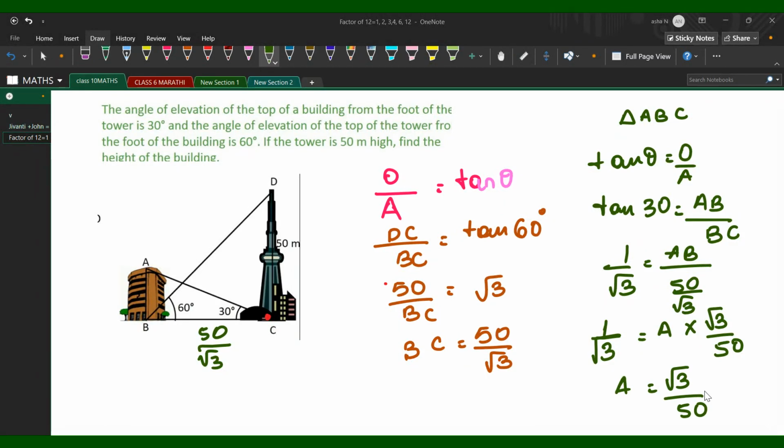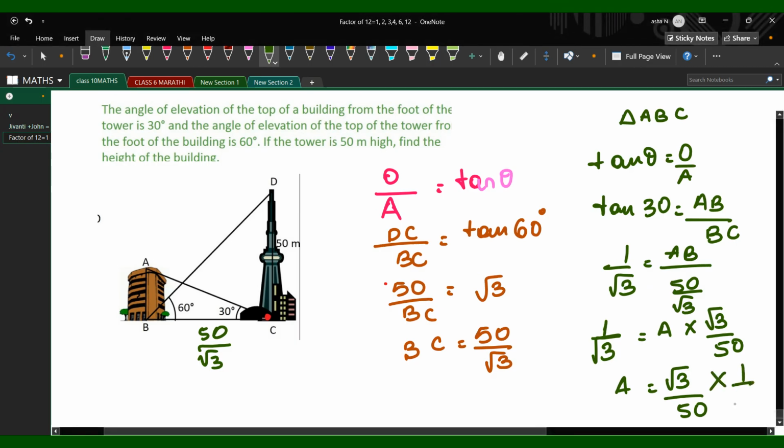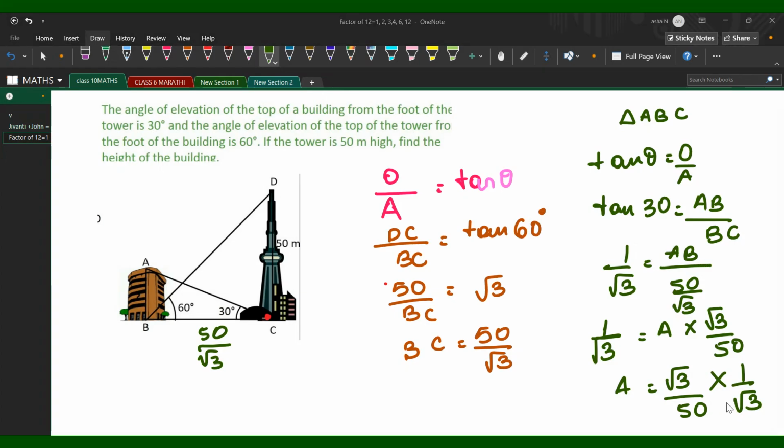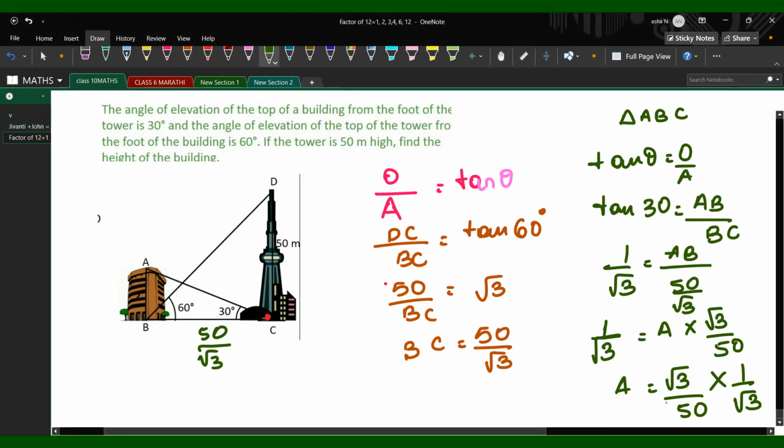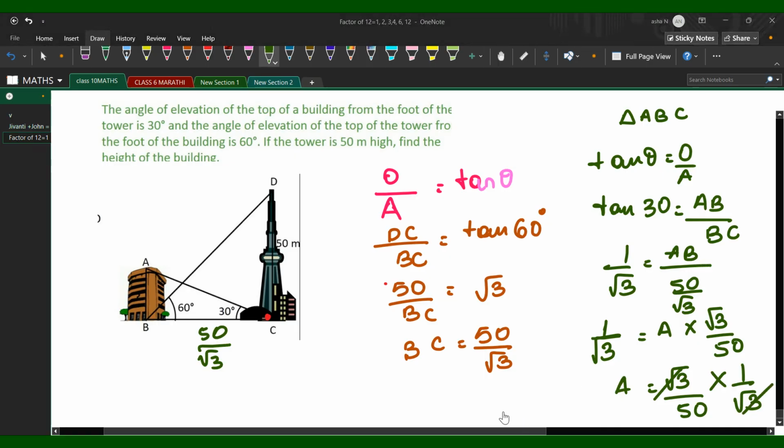Now what we will do, we will bring the 1 upon root 3 to the other hand side. So it will be 1 upon root 3 on multiplication like this. Because we have brought AB this side. So this and this will cancel out. So AB is 1 upon 50.